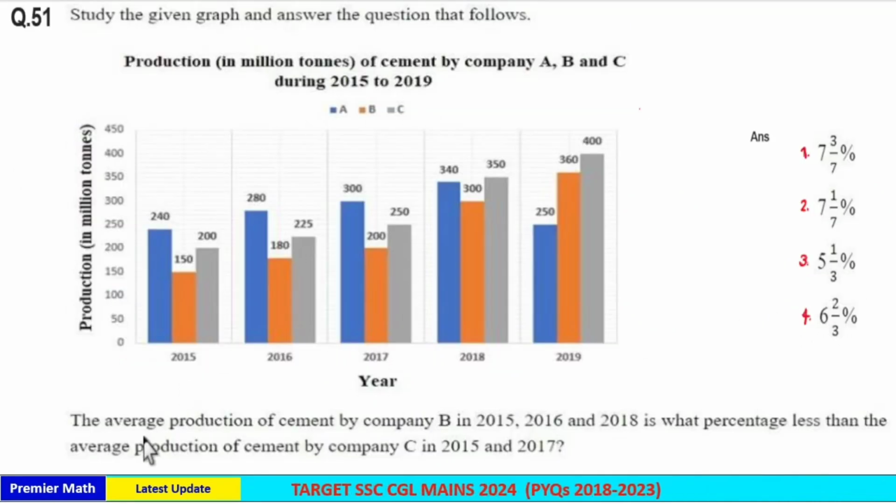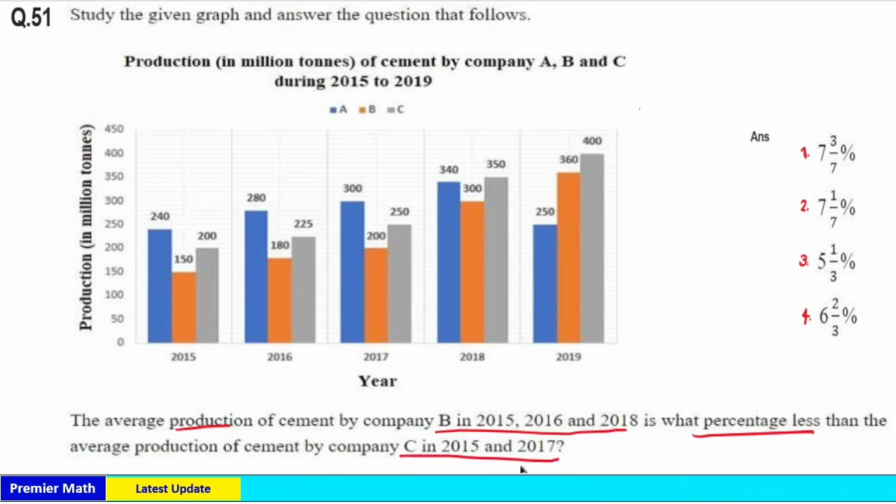Here study the graph given below. Average production of cement by company B in 2015, 16 and 18 is what percentage less than the average production of cement by company C in 2015 and 17. Here this orange color represents company B and grey color represents company C, and we need company B average production in 15, 16 and 18. In 15 it is 150, in 16 it is 180 and in 18 it is 300.